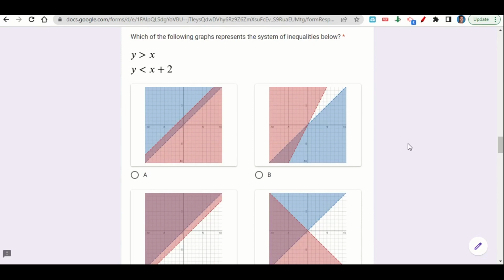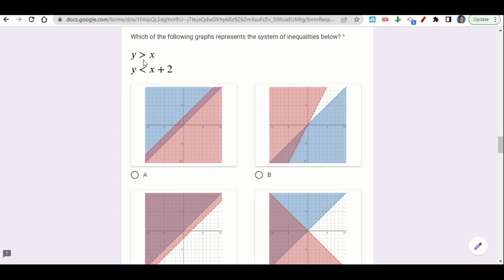This one says, which of the following graphs represents the system of inequalities below? Y is greater than x and y is less than x plus 2. Well, if we notice, most of them are graphed similarly. So this one here has a y-intercept at 0 and a slope of 1. And this one has a y-intercept of 2 and a slope of 1. So it could be this one. It could be this one, because those look identical with the lines. These two are not graphed correctly, so these ones can't be it. So it's one of these two here.